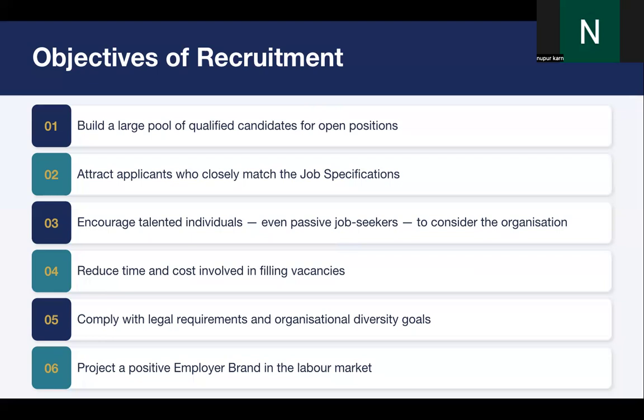It means that I have already discussed that there are certain laws in the country, there are certain requirements by the government. You need to comply with those requirements. And you also have to follow the organizational diversity goals, because in the current situation, organizations need to maintain diversity, because organizations are not restricted to just one country, they are open to all countries.